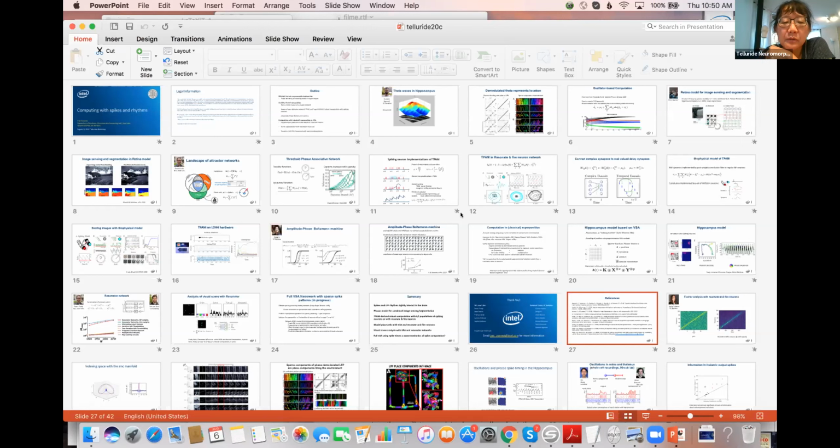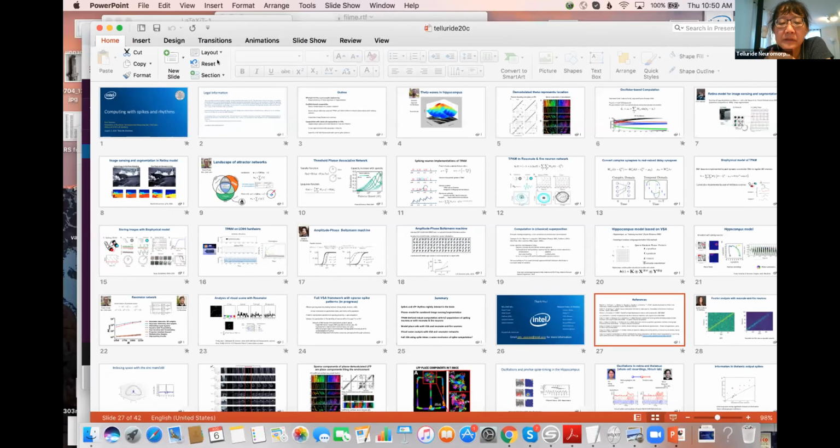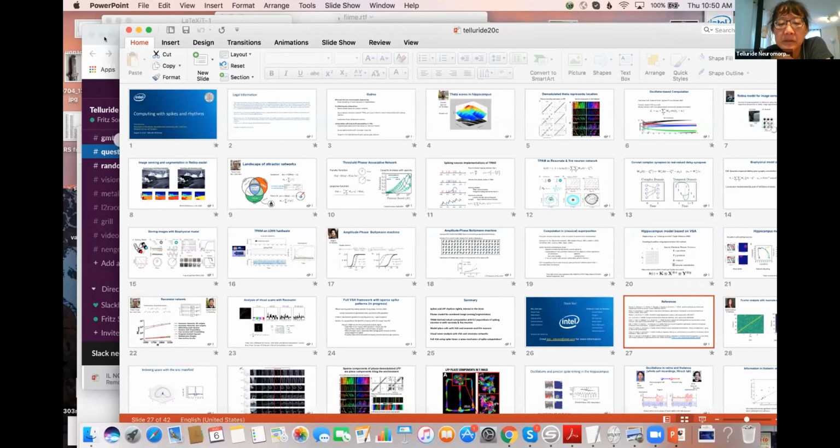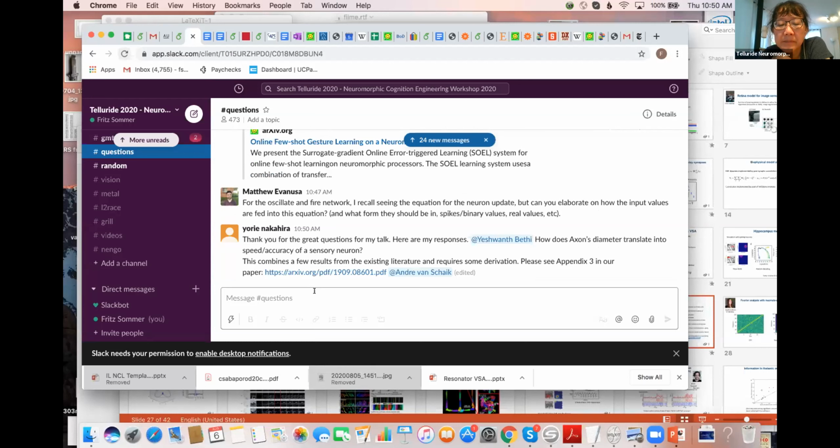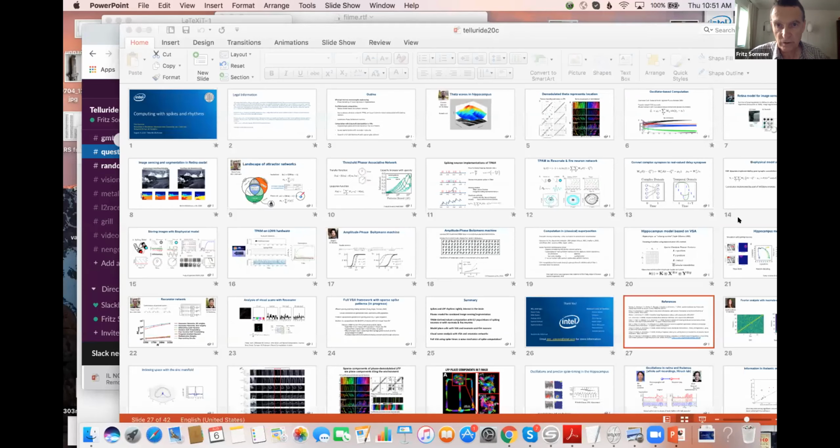Sorry, there's a question on Slack. For the resonate and fire network, I recall seeing the equation for the neuron update, but can you elaborate on how the input values are fed into this equation and what form should they be in? Spikes, binary values, real values, etc. Let me see. Can you elaborate on input values into the equation? So which equation? The resonate and fire network?